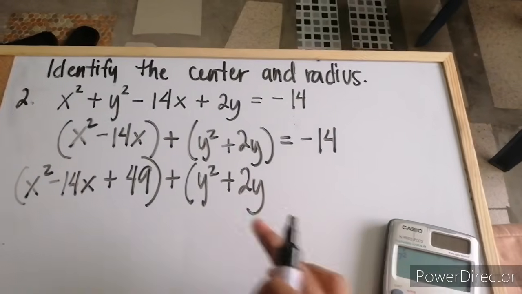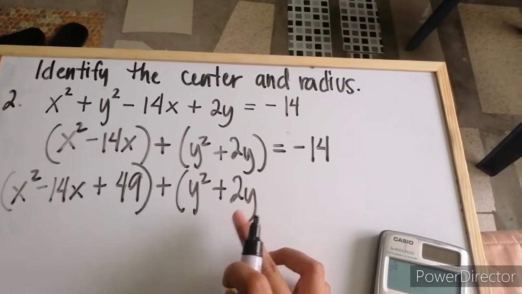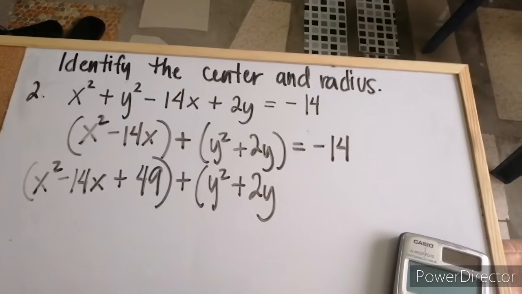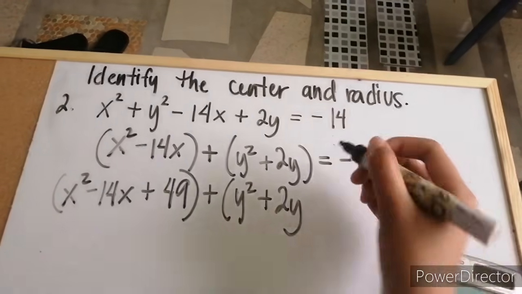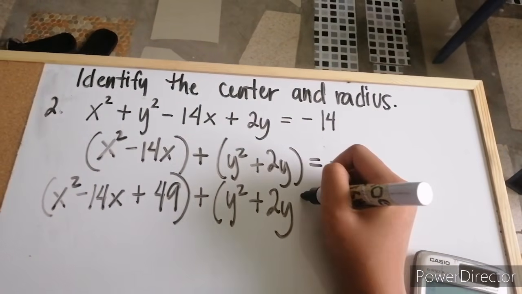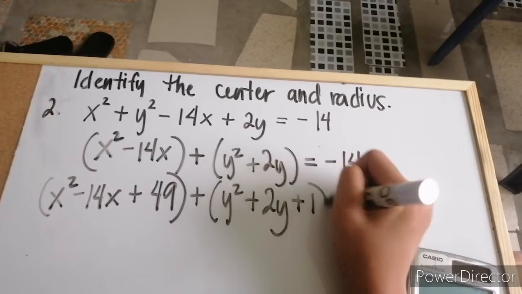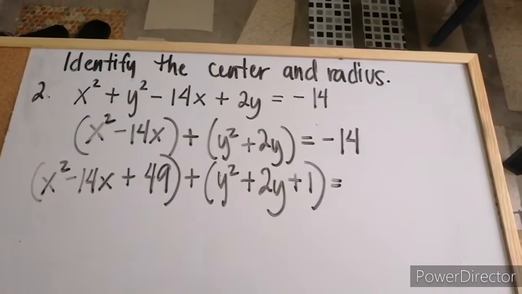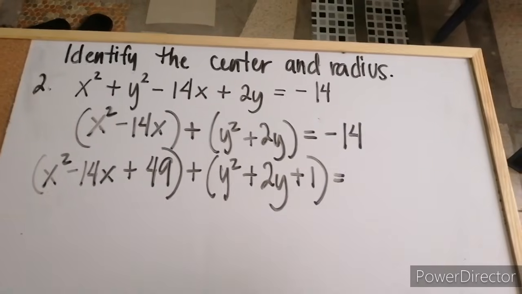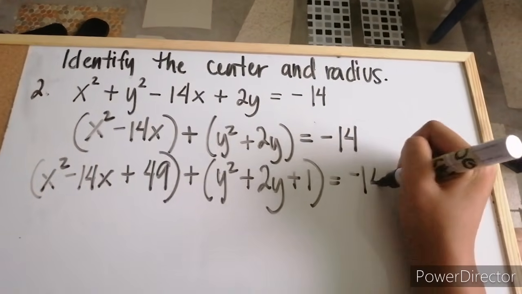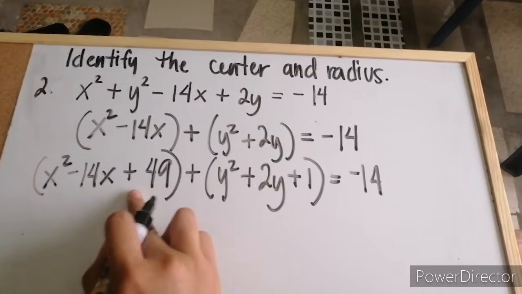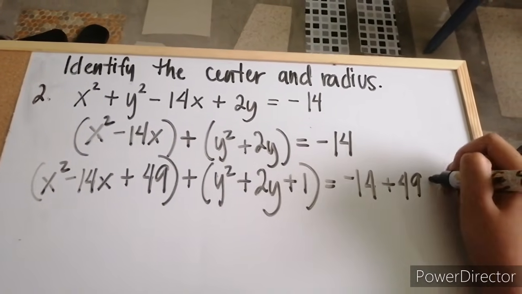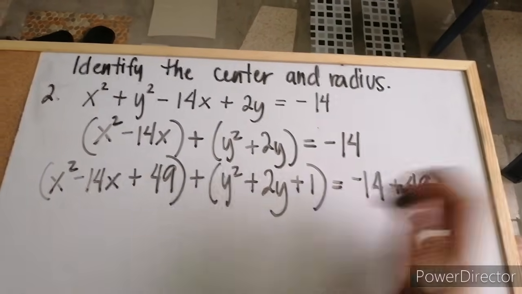Over here, take half of the coefficient of y. So 2 divided by 2 is 1. 1 squared, we will still have 1. So plus 1. Again, whatever you added at the left-hand side should also be added at your right-hand side. So negative 14 plus our 49 plus our 1.